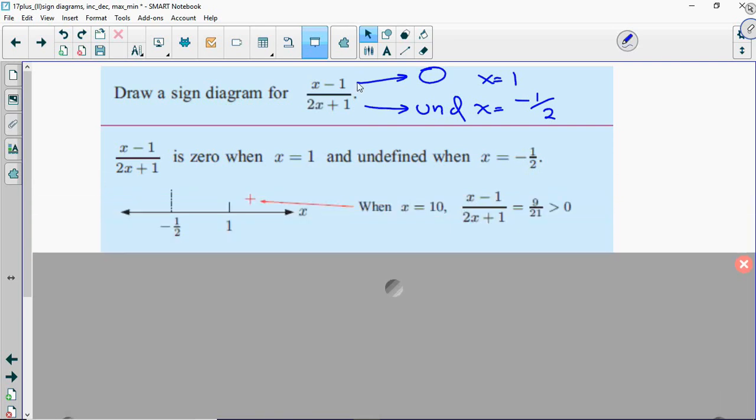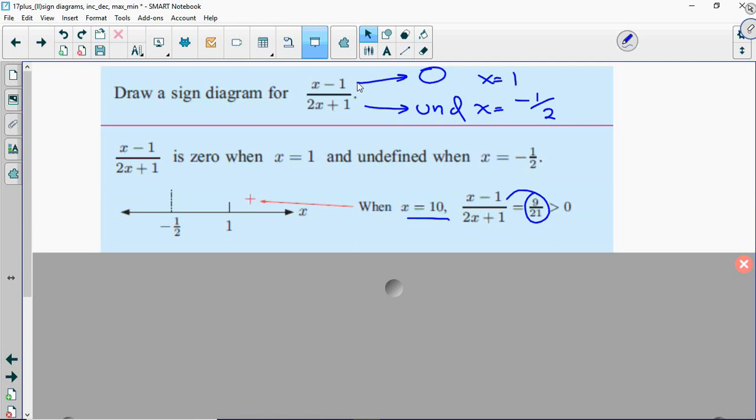So our sign diagram is going to have those two values listed, and then we play the same game. Choose any value bigger than 1. They chose a pretty big one here, x equal to 10. That's going to get you a positive in the numerator. 10 minus 1 is clearly positive. And it's going to get you a positive number in the denominator. I don't care that it's 9 over 21. That's totally irrelevant. It's just a positive number.